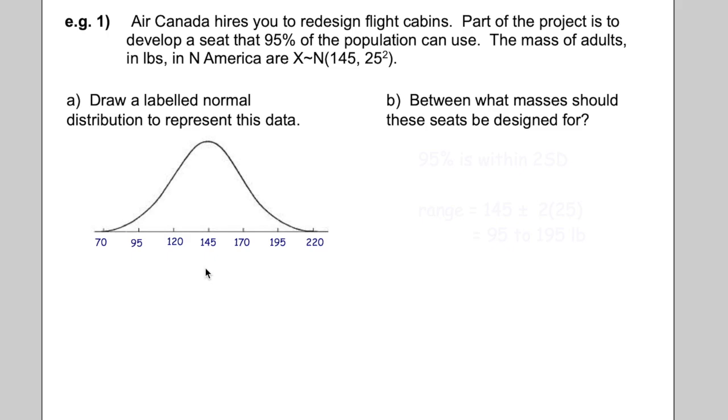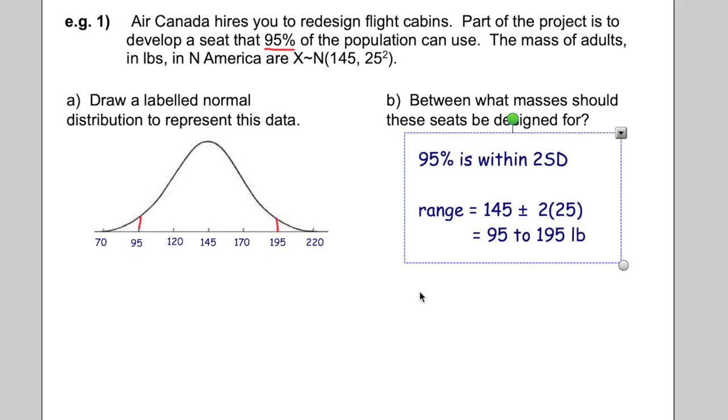B. Between what masses should these seats be designed for? Well, the key here is that we want 95% of the population to be able to use the seats. As a result, we know from the notes above that we are talking about 2 standard deviations away from the mean, because this will cover the middle 95% of the population. So 95% is within 2 standard deviations, and therefore the range of the mass that we should design the seats for must be 95 to 195 pounds.